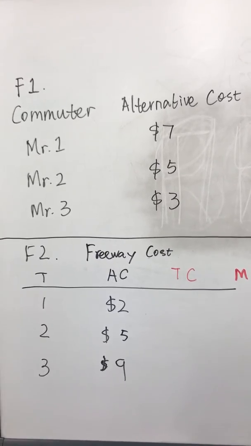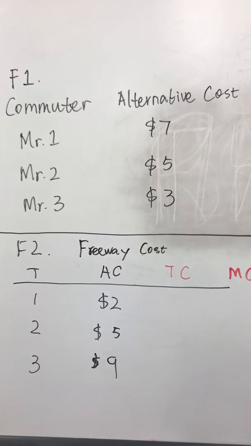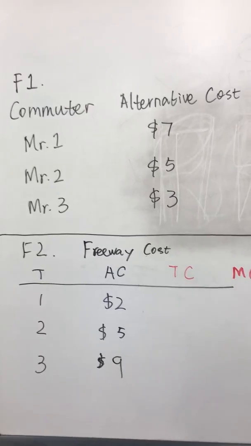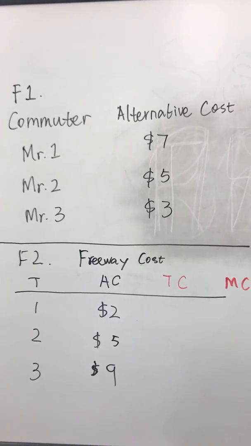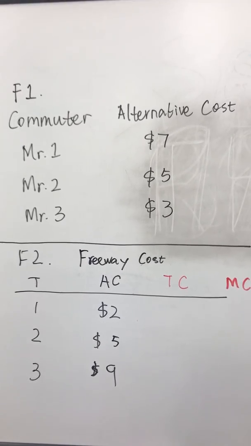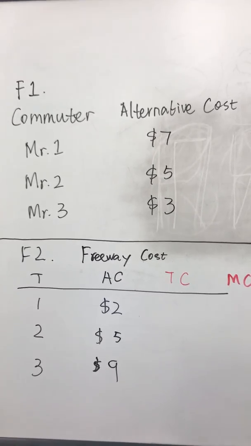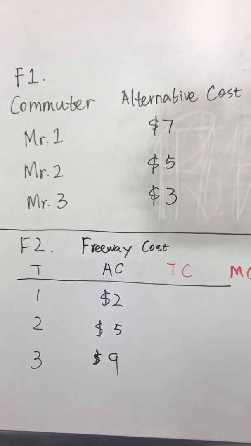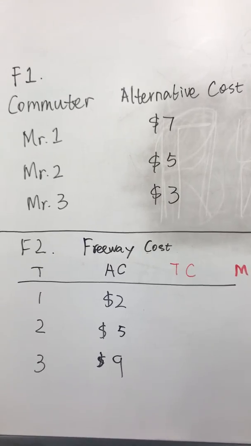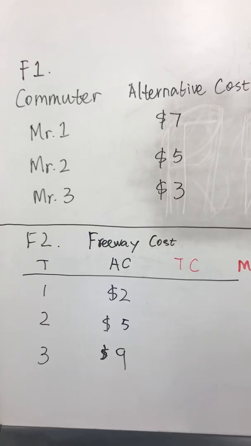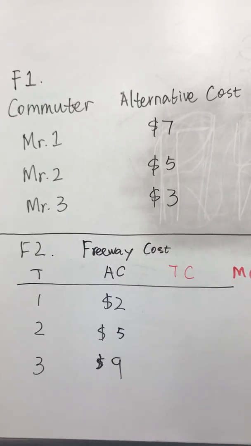If you want, you can just take a screenshot of these two figure tables. Figure 1 shows the alternative cost for 3 potential commuters on the highway. By giving this table, we assume that there are only 3 people using the highway, or in the market. Figure 2 shows the average cost for freeway users, given that there is only 1 user, 2 users, and all 3 users on the highway. So these are the questions.